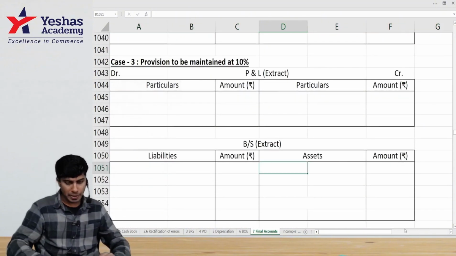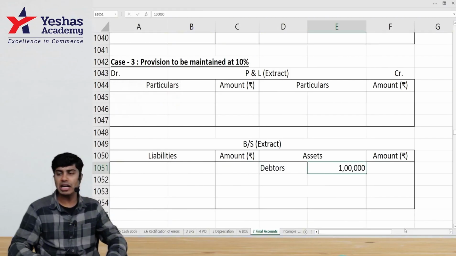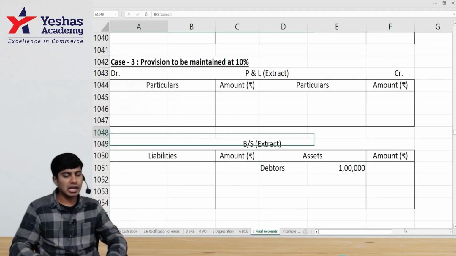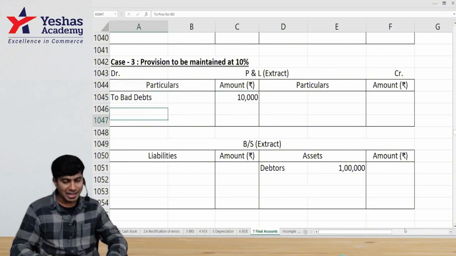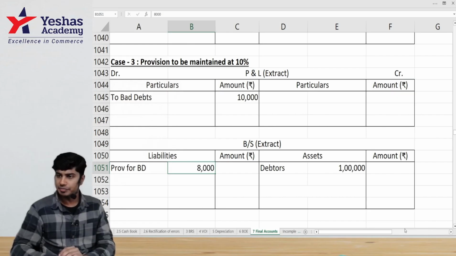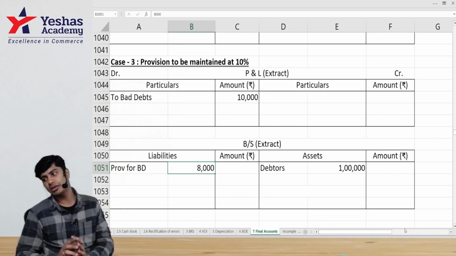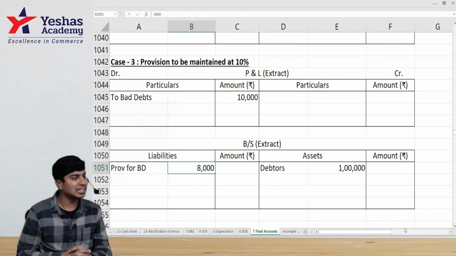I'll write balance sheet, asset side. I would write debtors 1 lakh in the inner column. P&L account, debit side, I would write bad debts 10,000. Balance sheet, liability side, I'll write provision 8. Everything's clear? Now let's read the adjustment. What does it say? It says provision is to be maintained at 10%.